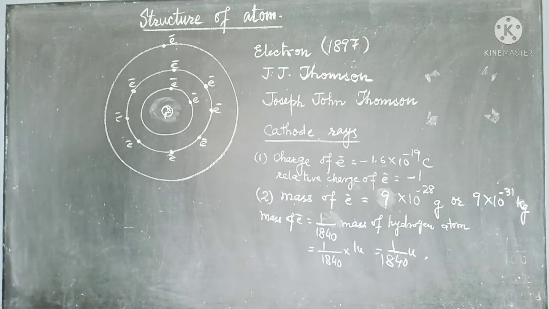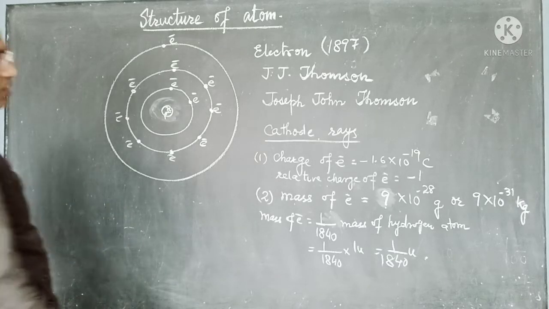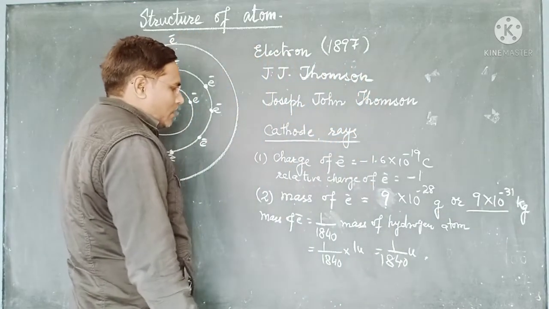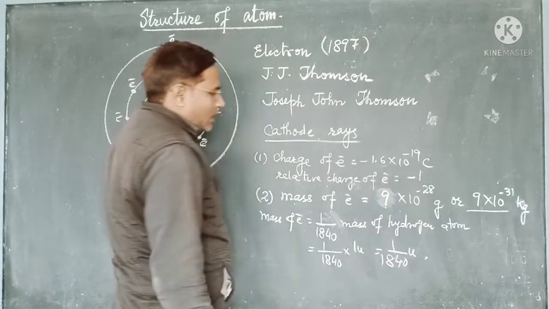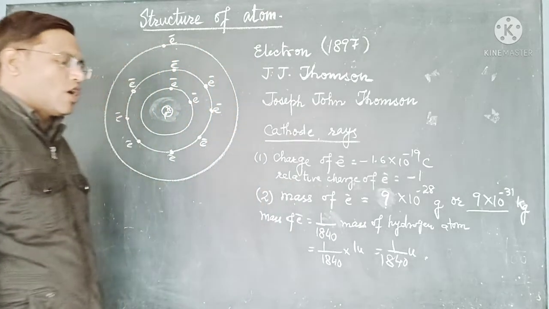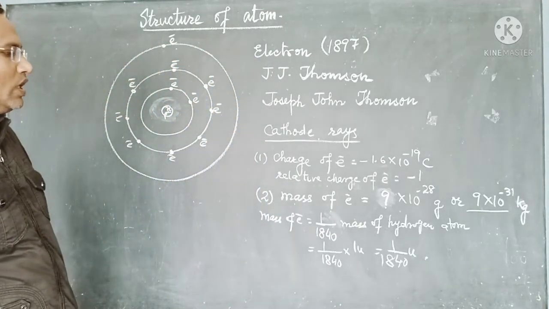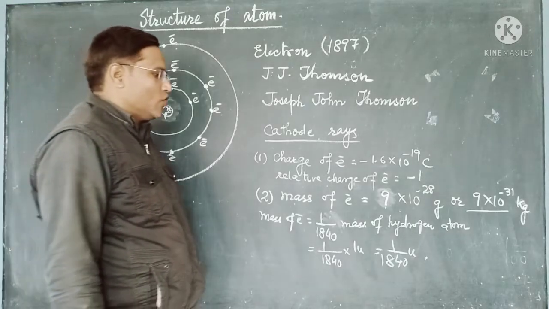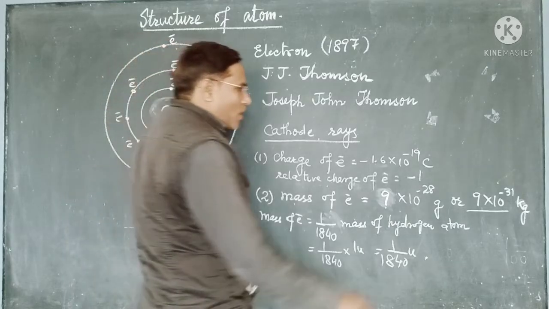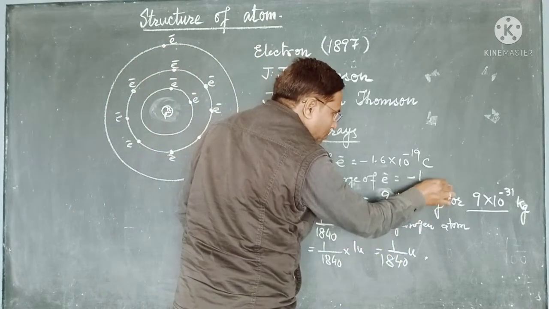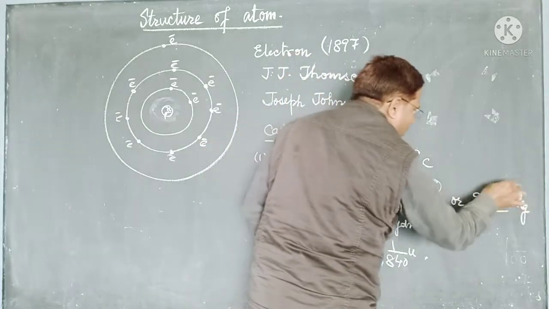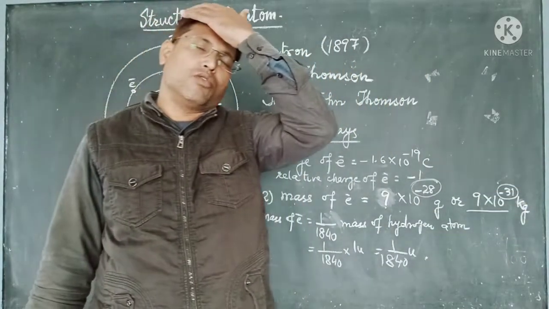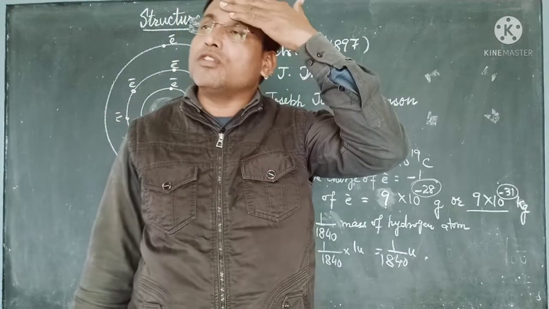So what we see is that the mass of an electron is 9 into 10 to the power minus 28 gram if we are talking in terms of gram. In terms of kg, it will be 10 to the power minus 31 kg. In comparison to hydrogen, or in u, the mass of an electron is 1 by 1840 u. From the negative exponent, minus 28 or minus 31, you can understand the mass of an electron is very small.